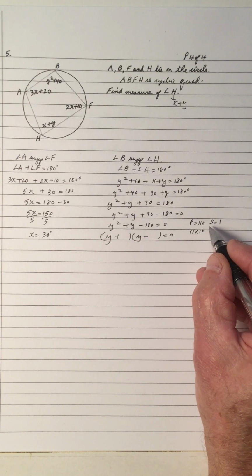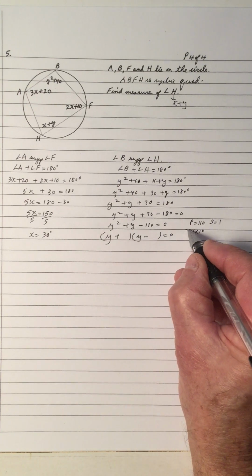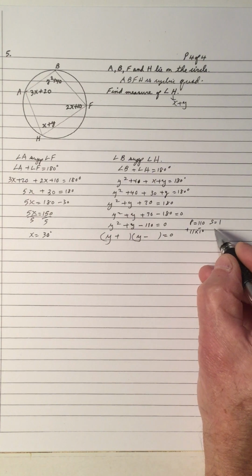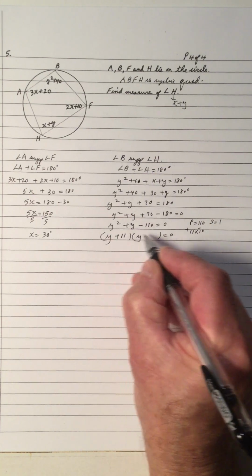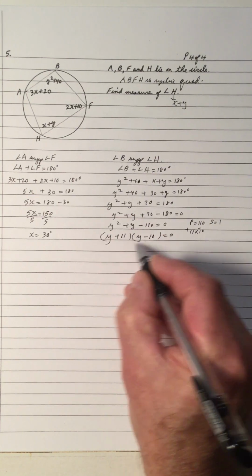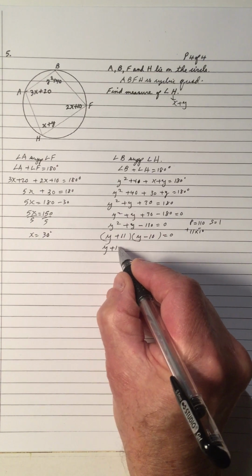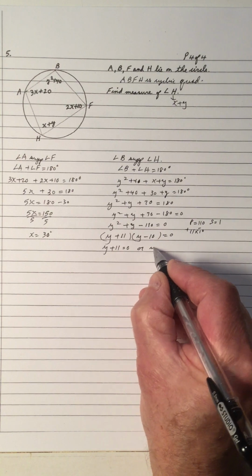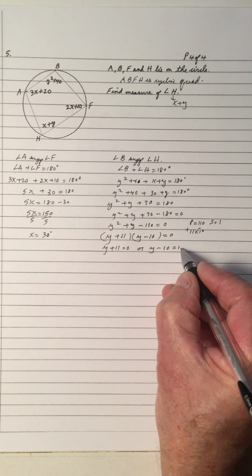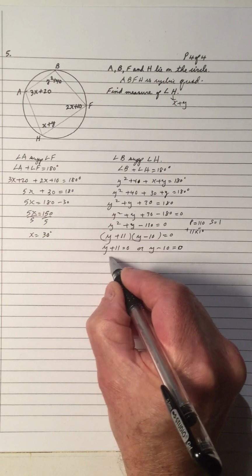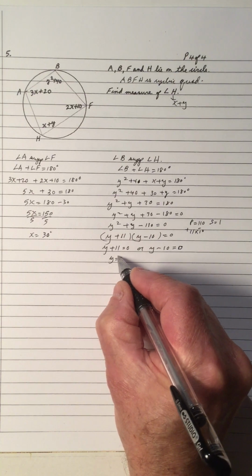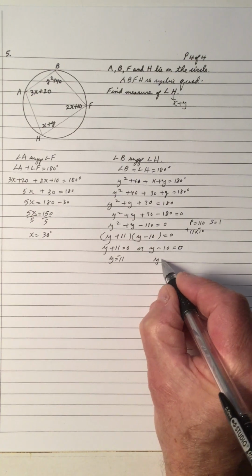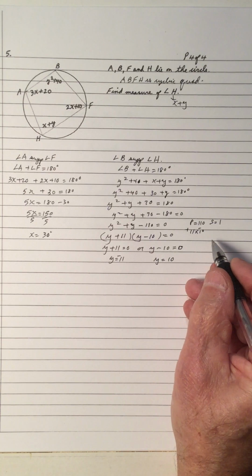So I have a plus 11 and a minus 10. So y plus 11 equals 0, or y minus 10 equals 0. So y is negative 11, and y is 10.